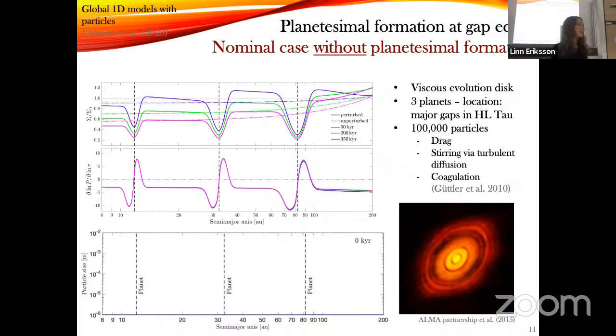Okay, so we started studying this process using just 1D global models. So we consider our viscously evolving disk, and then here we place 3 planets in the disk. And we chose to place them at the locations of the major gaps in the HL Tau disk, which is sort of the most common example of a protoplanetary disk.